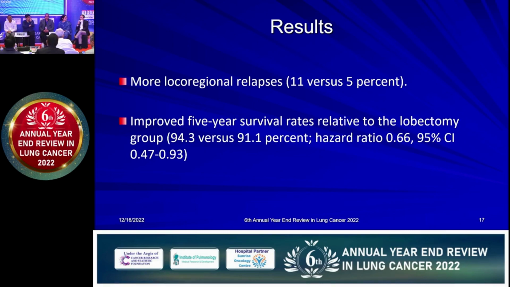I do not know, when more local recurrences happen, then how can the survival improve? Priya, Devyani, any thoughts on this? I think the only way increased loco-regional recurrences would come with increased survival is if you need two things. You need to pick them up in time, and you need an effective salvage, which the Japanese seem to have done really well.